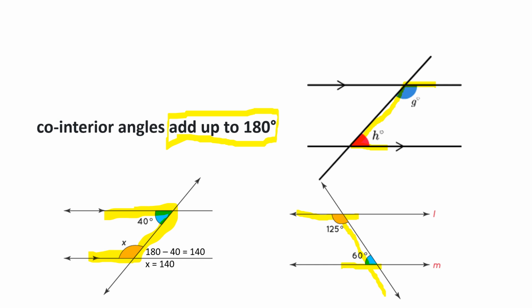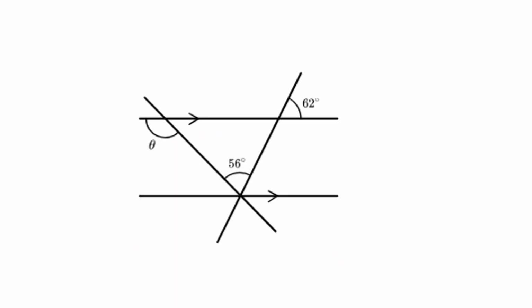Here's another example, but this one, I can see that these do not add to 180. Therefore, these lines are not parallel. They should be co-interior if they were parallel. So if it was 120 and 60, they'd be parallel, but they are not. They do not equal 180. Okay, here is our example.